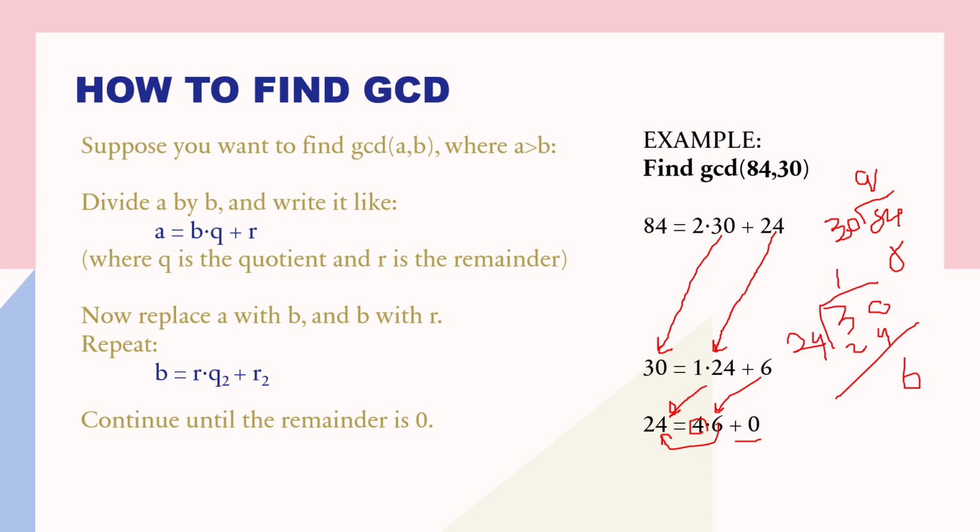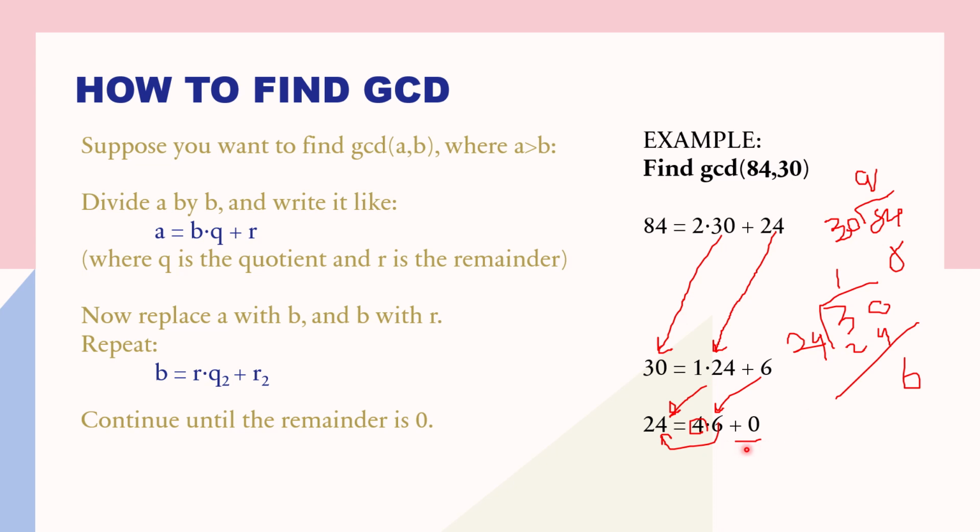Now you have to continue until the remainder is 0. This process continues if you have even bigger numbers. For example, if you have bigger numbers than these, you will have more steps, right? You don't get the remainder in just 3 steps. Here in this case, in just 3 steps, you get the remainder 0.